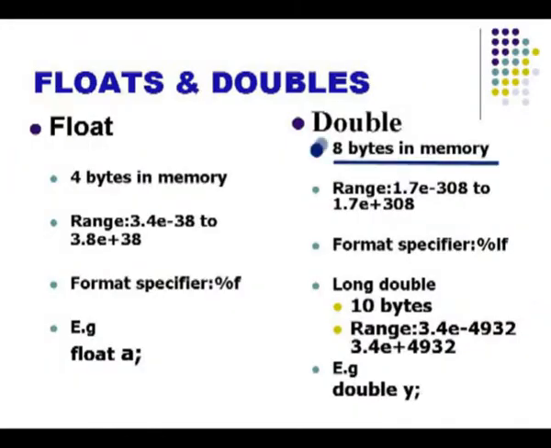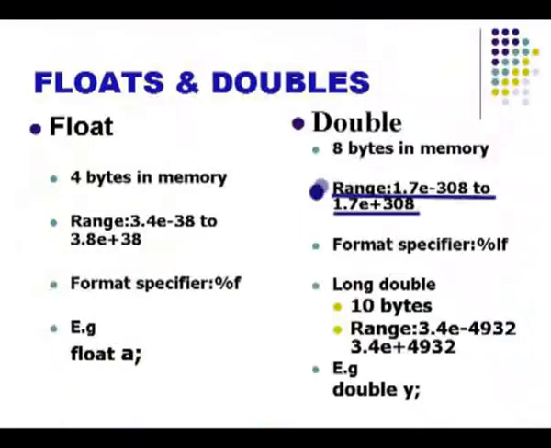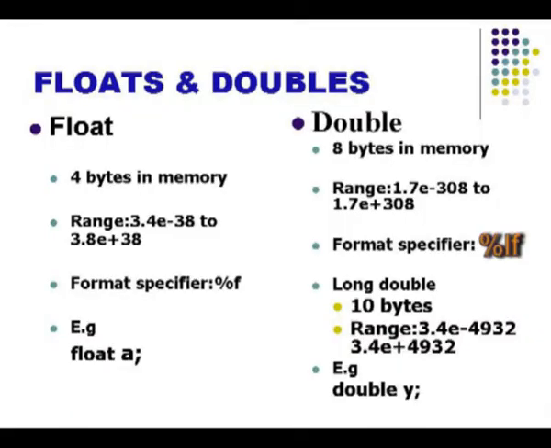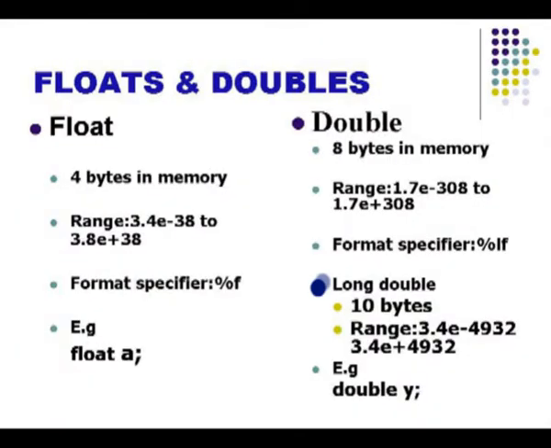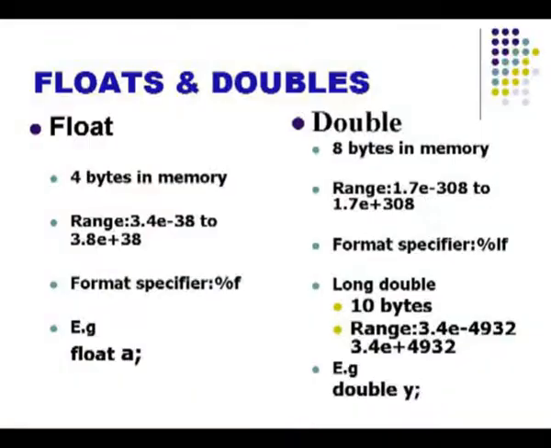When we move over to double, it occupies 8 bytes in memory, which is double that of a float, and the range is also almost twice the values that can be represented by a float. The format specifier is %lf, which stands for long float, because double is nothing but a long float. Twice the amount of memory that is required for a float is required for double. And in double itself, we have the data type long double, which occupies 10 bytes, and its range is also much higher than that of a normal double. The way to declare a double is using double y.